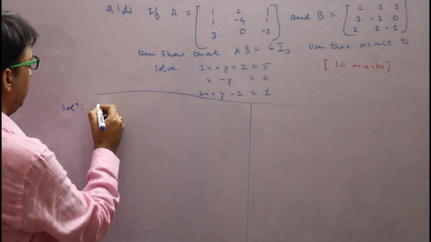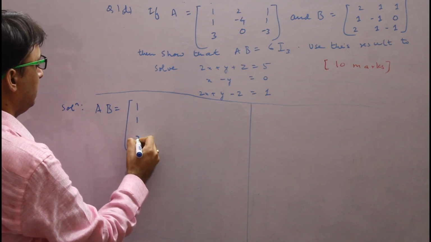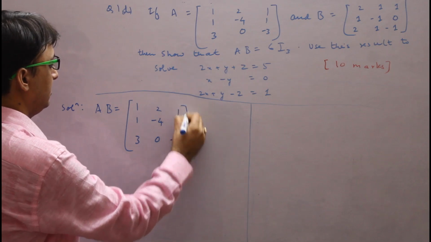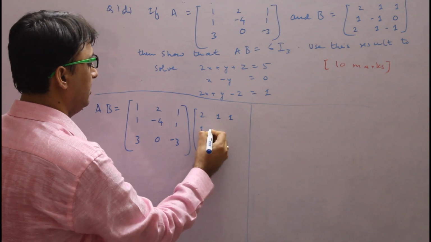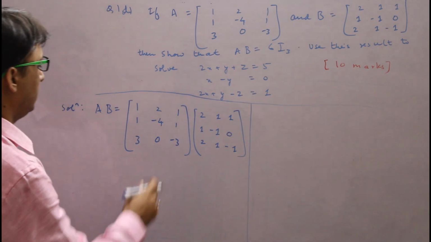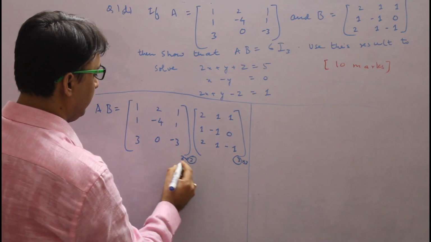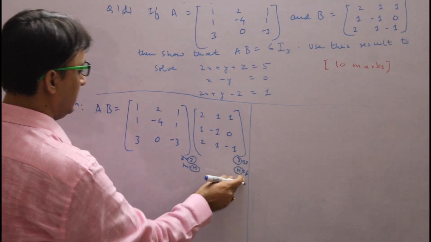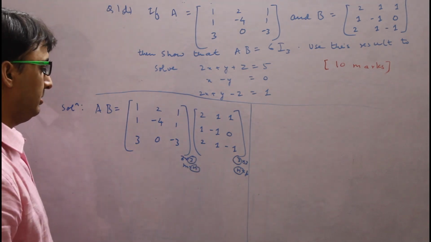So we will multiply A and B. This is [1, 1, 3; 2, -4, 0; 1, 1, -3], and this is [2, 1, 1; 1, -1, 0; 2, 1, -1]. So this is 3 cross 3, 3 cross 3. If M cross N and N cross P, then this N and this N should be the same for matrix multiplication. So here we can see 3 and 3, they are the same.